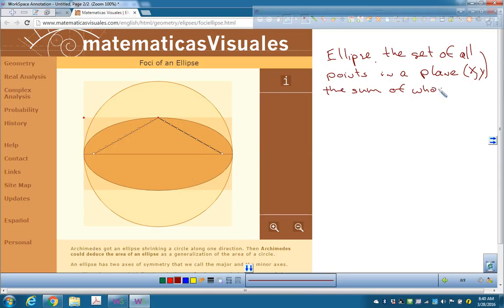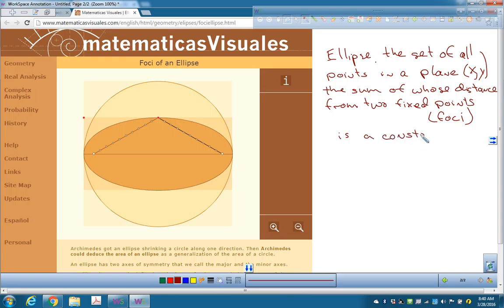the sum of whose distances from two fixed points, which are called the foci, is a constant.